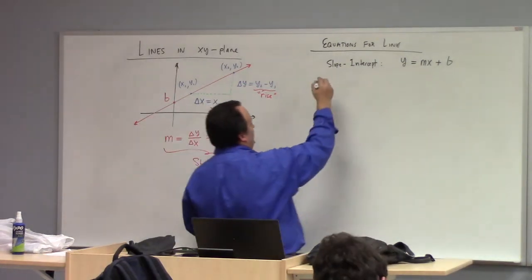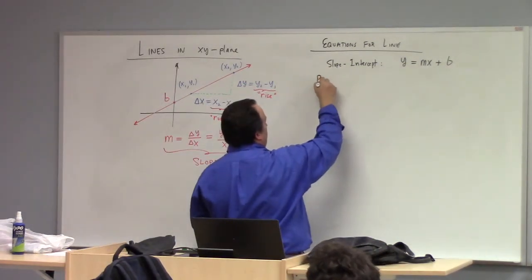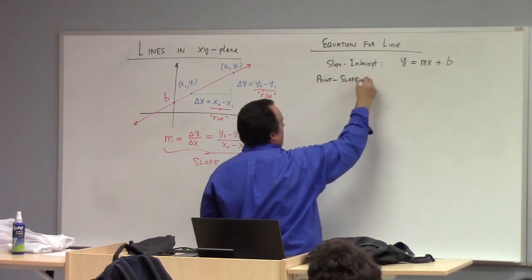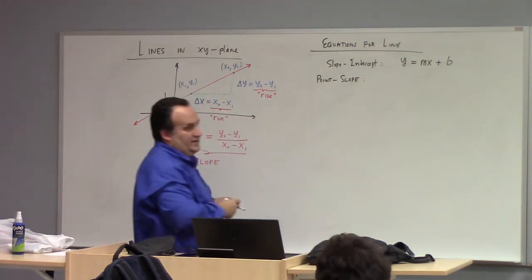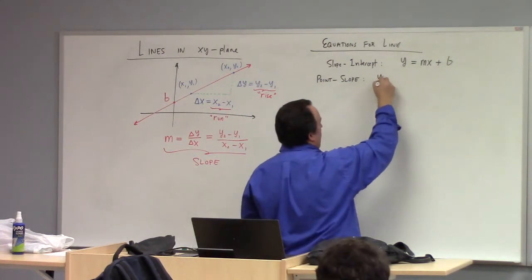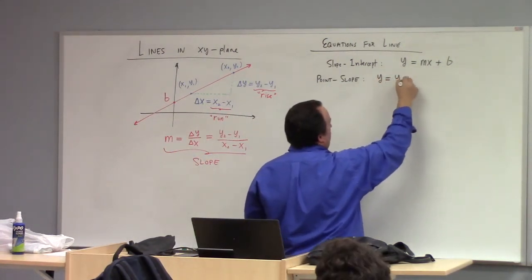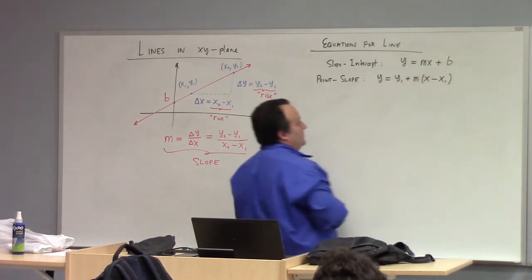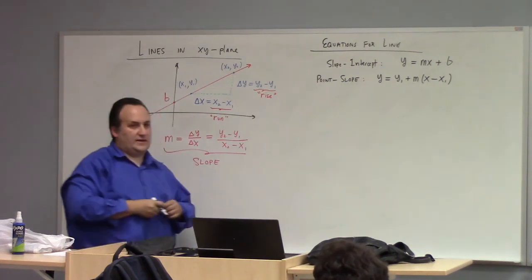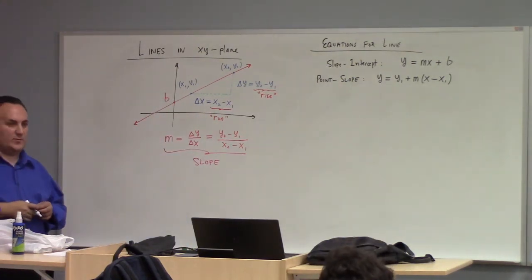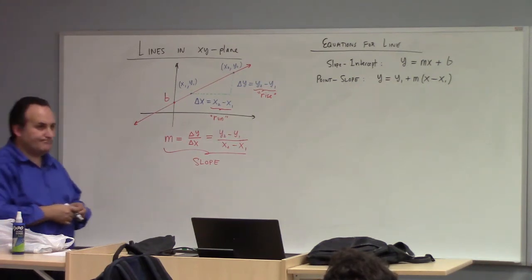Another way, which is super useful, is called point slope. That's what it sounds like. If you've got a point and you've got a slope, you can write an equation for the line. And the equation is this: y is equal to y1 plus m times x minus x1. That equation gives you a line which has slope m and goes through the point x1 comma y1, point slope.